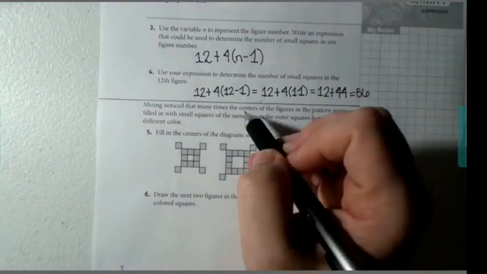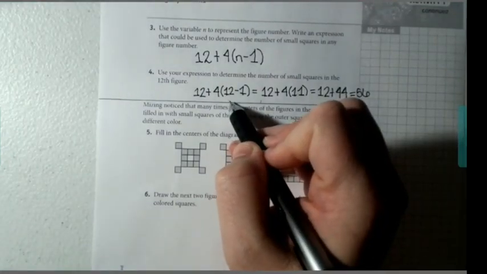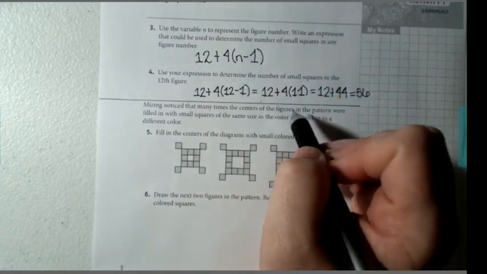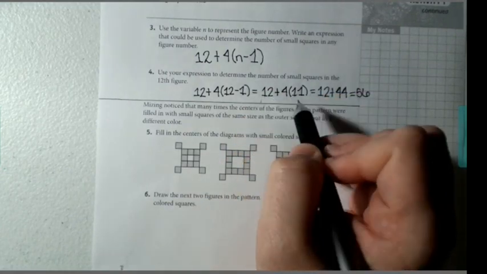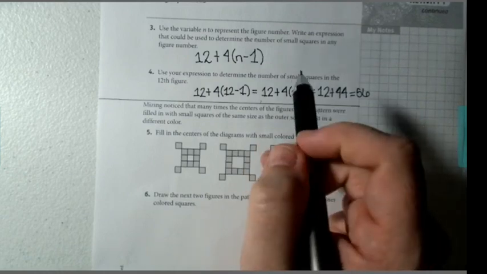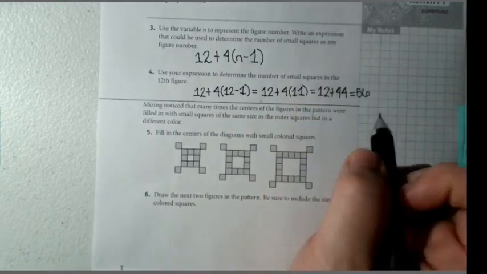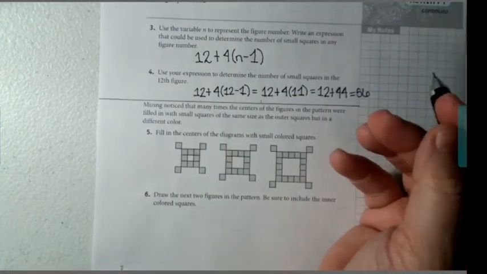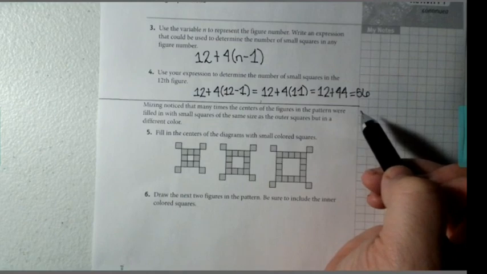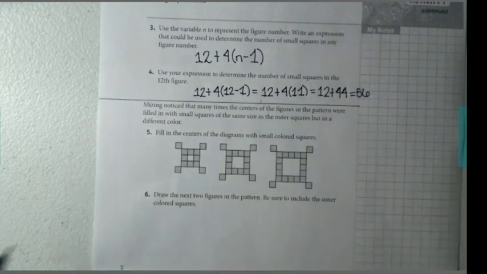Last thing I did was I plugged in 12 for n in the expression that I came up with in step 3. And then I worked it out, and I came up with that if we did this out to the 12th figure, now we've only done 5 up to this point, so if we were to continue this all the way out to the 12th figure, it should have had 56 separate boxes. On to your debriefing.